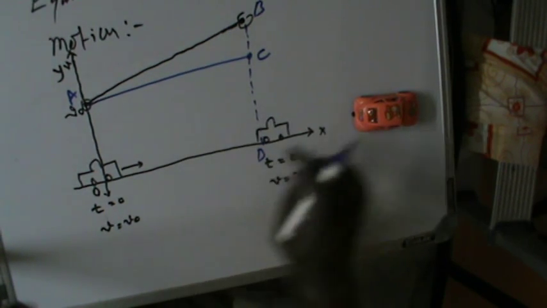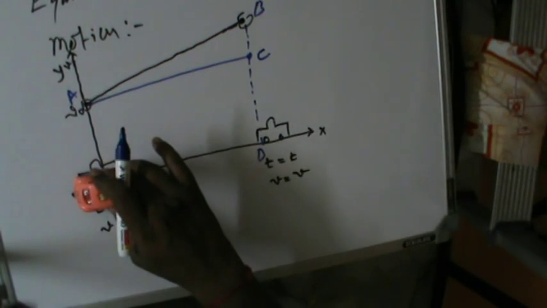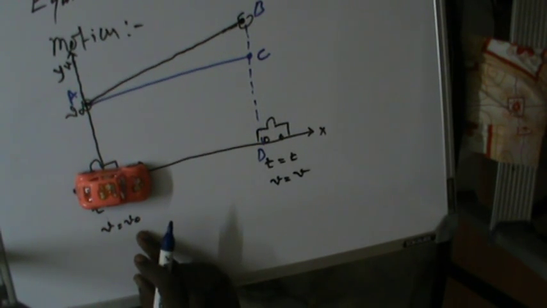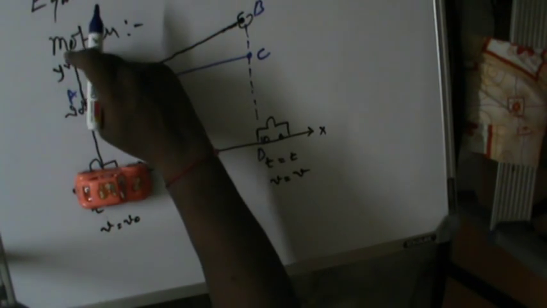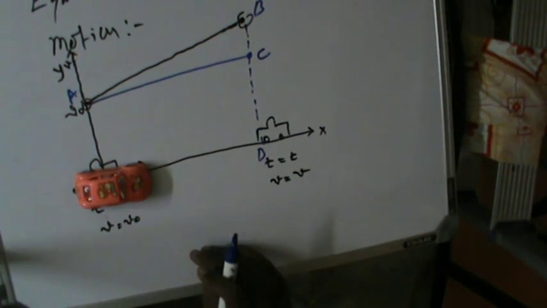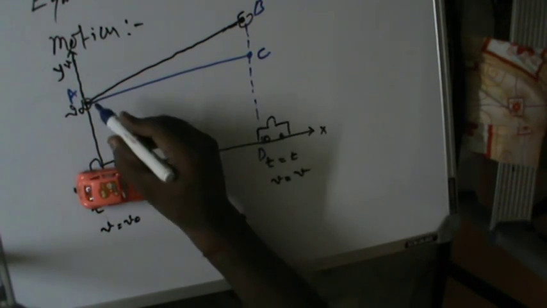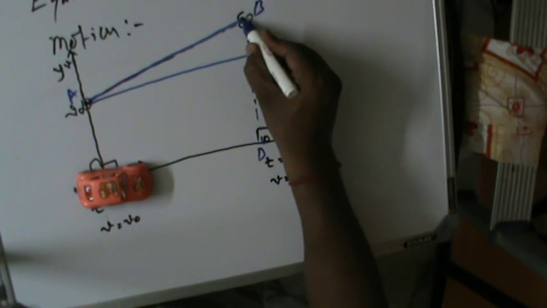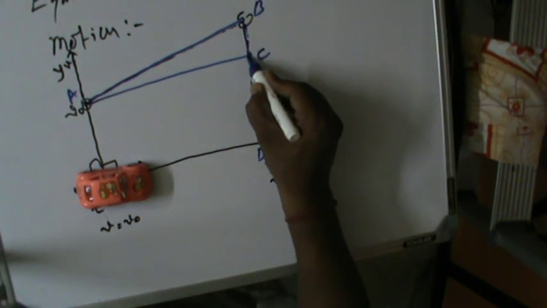Remember friends, when the car is in the initial position, v is equal to v0, on the graph on the y dimension the initial velocity is v0. We can get here the slope of this. This is the slope for the given triangle.